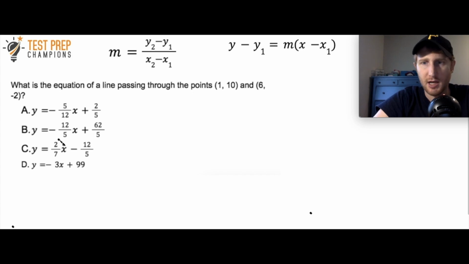What is the equation of a line passing through the points 1, 10 and 6, -2? And just to save you some time, I gave you the 2 formulas that you'll have to use to get this question right up here on the screen. It's up to you to figure out how to use these formulas. I just gave them to you to save some time. But note that on your test, you'll want to look these up on the formula sheet. So let me turn it over to you.